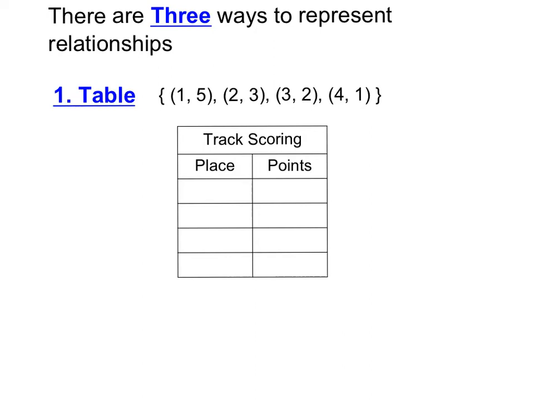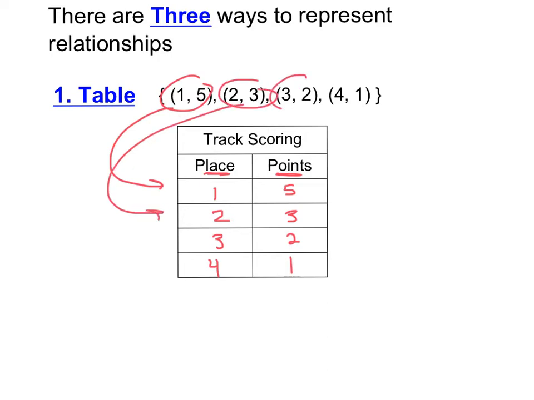And so what we can do is we can put these in a table based on the relationship that they are, and say we have place and then we have points, and then we can pick these things off. So first place gets 5 points, second place gets 3 points, third place gets 2 points, fourth place gets 1 point. And so we can take these ordered pairs, just like we have done before, and start putting them into a table in the correct way.